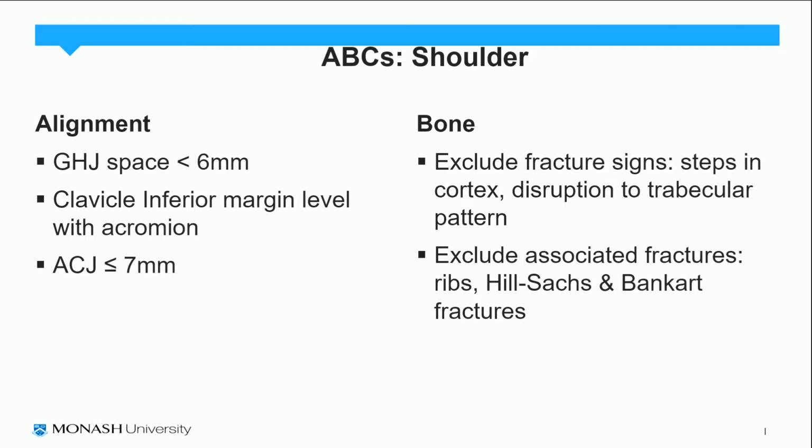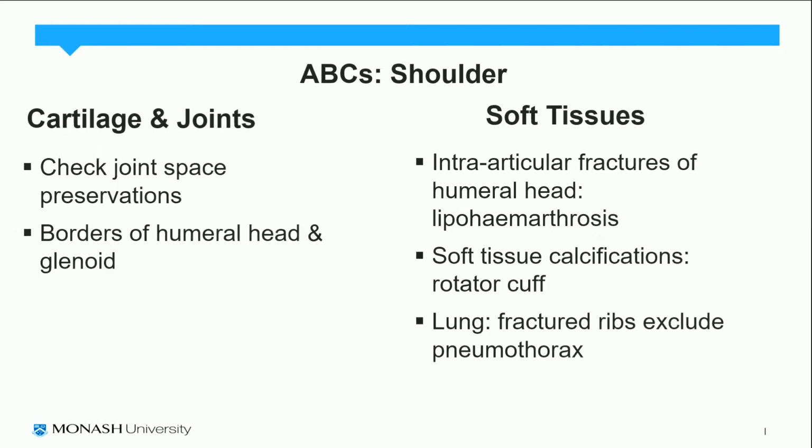With the bone, to exclude fractures, look for signs of steps in the cortex or whether there's a disruption to trabecular patterns. Also exclude other associated fractures, for example, rib fractures, and then in the shoulder, Hill-Sachs and Bankart fractures. When we look at cartilage and joints, check that the joint spaces are well preserved, and also the borders of the humeral head to that of the glenoid.